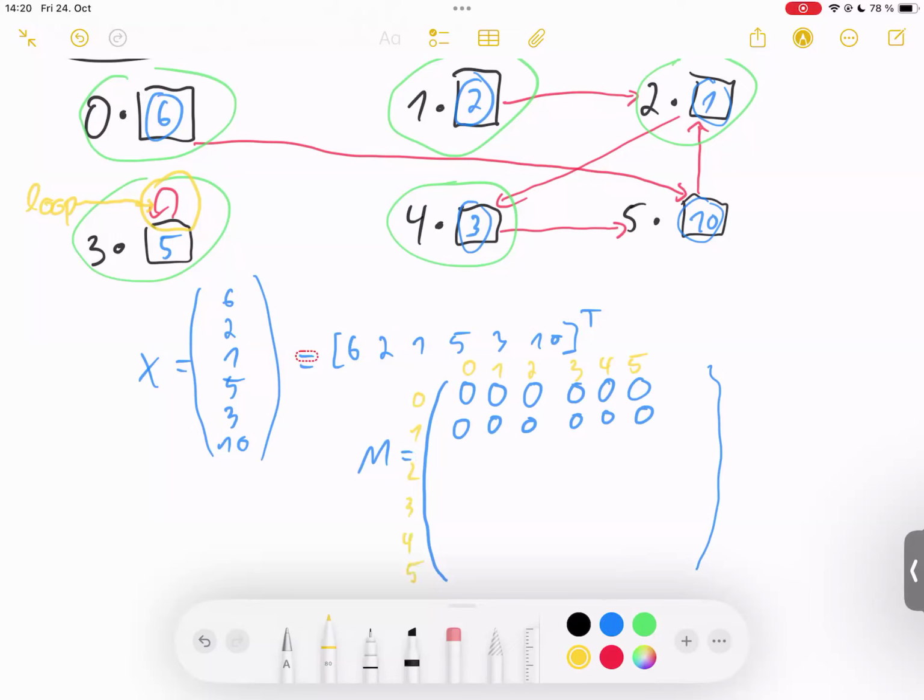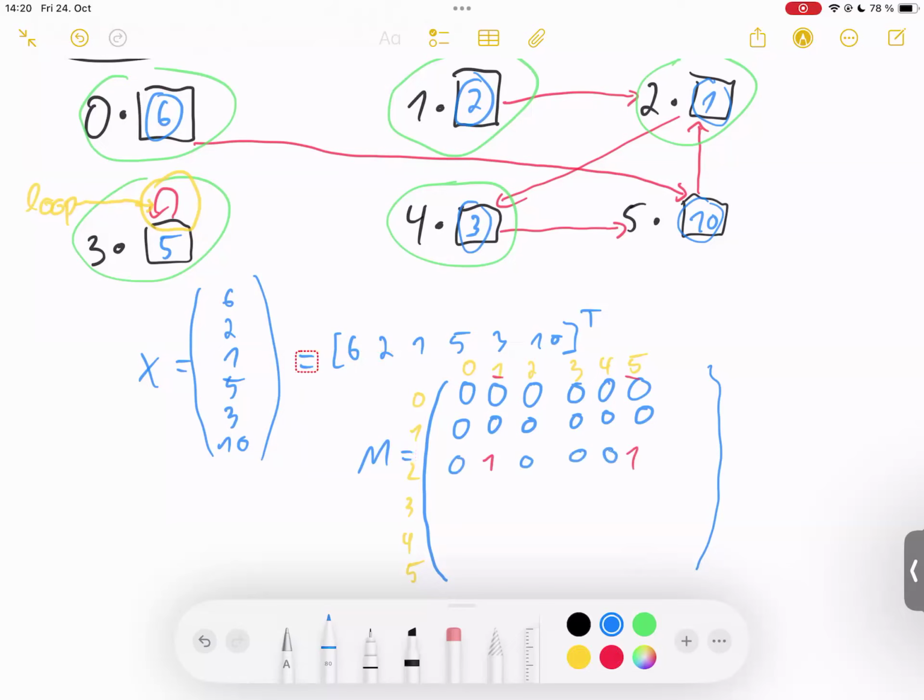Now, since position 0 and 1 have no incoming edges, we will now look into the third row, which refers to position 2. And this one has incoming edges from 1 and 5. So we put a 1 here because it comes from 1 and it comes from 5. So we put another 1 there. And all the other entries are 0.